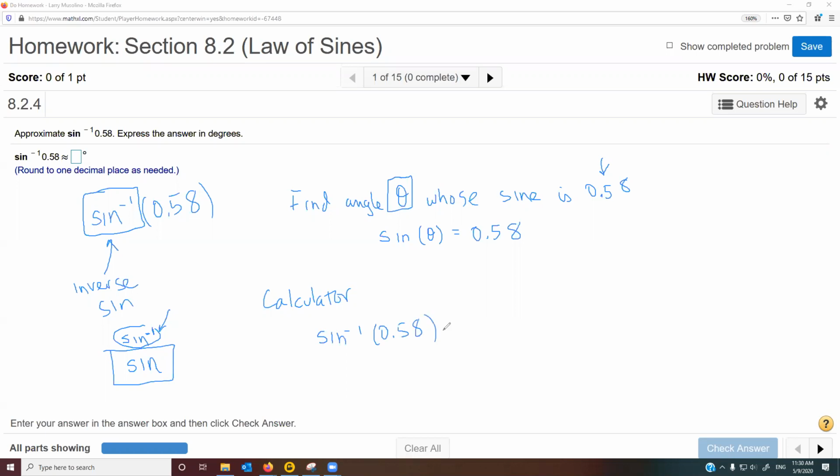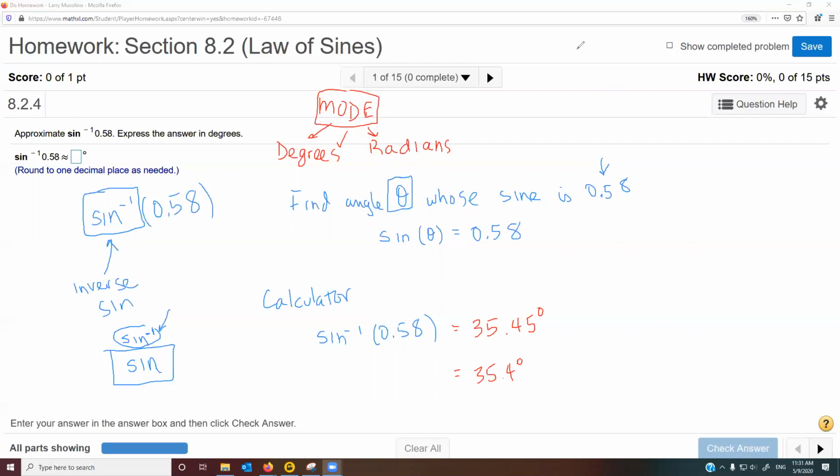The only thing you have to be careful about is that your calculator is in degree mode. There's a mode button or some similar button that allows you to switch between degrees or radians. In our example, we want degrees because the answer box says MyMathLab wants degrees. When I work this out on my calculator, I'm coming up with 35.45 degrees, but it says round to 1 decimal place. So our answer here is 35.4 degrees.